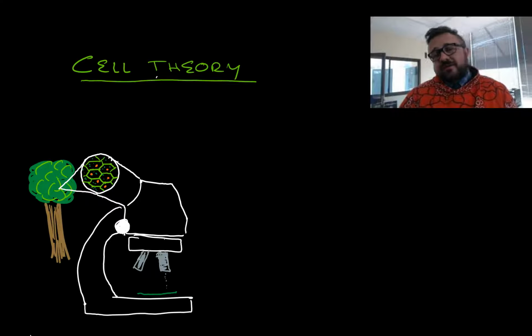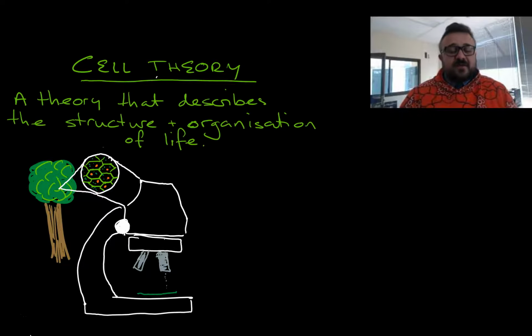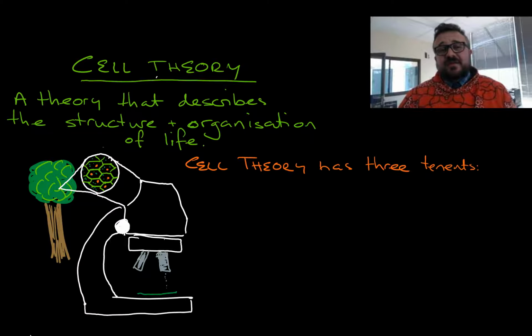So, cell theory. When we think cells, we often think of looking at stuff through a microscope, and that's because we're talking about a microscopic part of life. So, cell theory is a theory that describes the structure and organization of life. So, we're talking about life here, right? When we're talking about something that is alive to start off with, we are talking about cells. So cell theory has three tenets, three rules, three components.